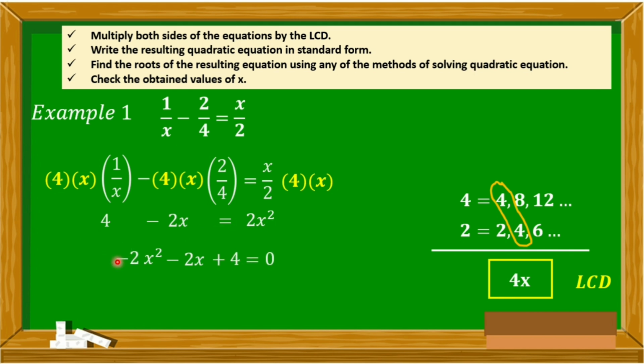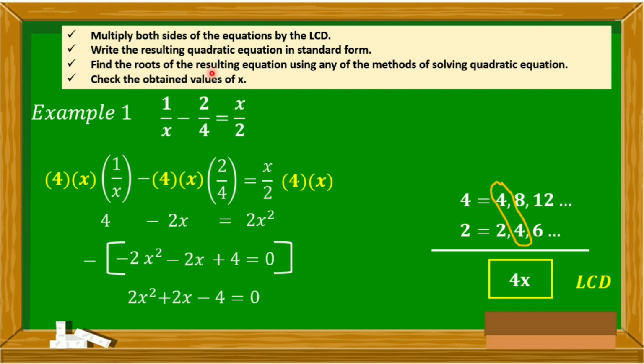Yan. So, kung mapapansin ninyo, yung coefficient ng quadratic term natin ay negative. So, kung gusto ninyo gawing positive yan, multiply lang natin yung buong equation na to sa negative. Negative times negative 2x squared is equals to positive 2x squared. Negative times negative 2x is positive 2x. Negative times positive 4 is negative 4, is equals to 0. This one now is our resulting quadratic equation in standard form.